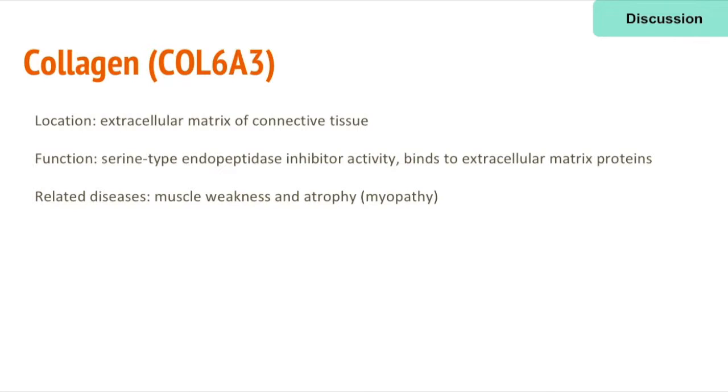The alpha 3 chain of type 6 collagen is much larger than the alpha 1 and alpha 2 chains. This difference in size is largely due to an increase in the number of subdomains that are found in the amino-terminal globular domain of all the alpha chains.